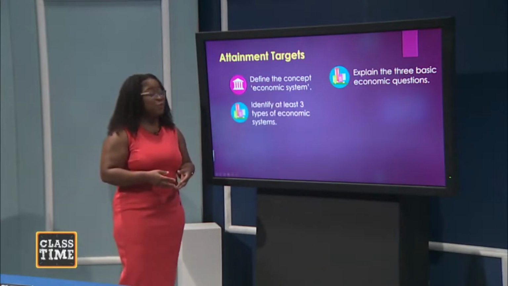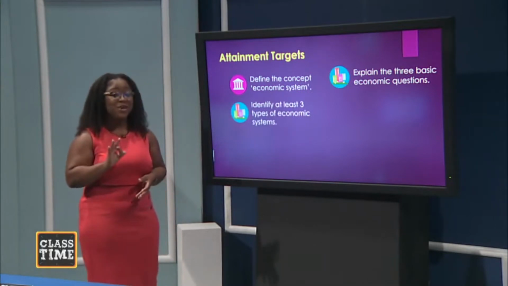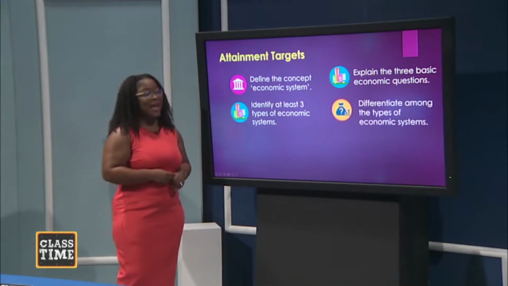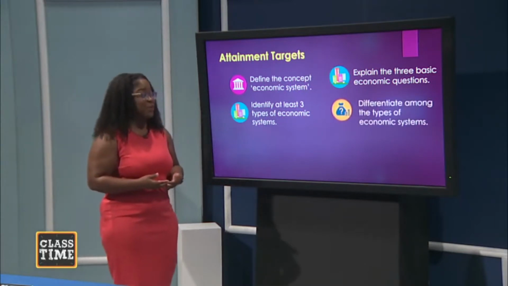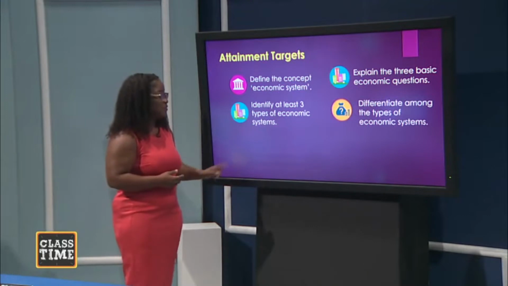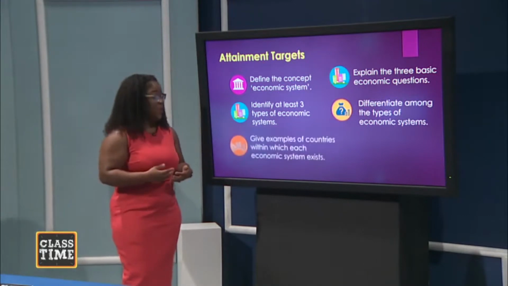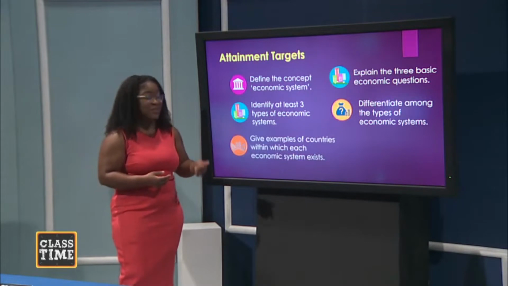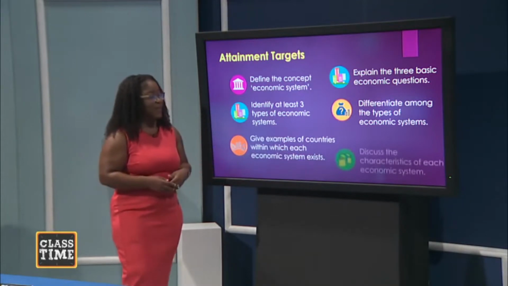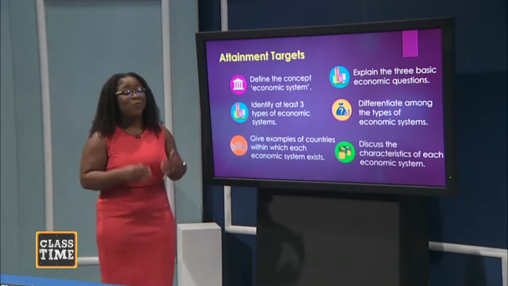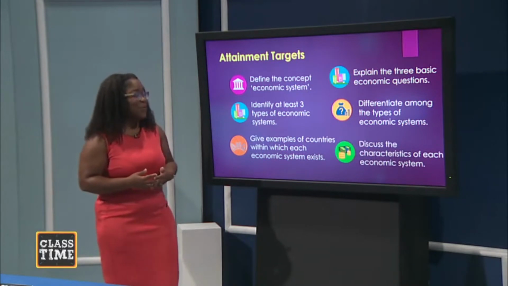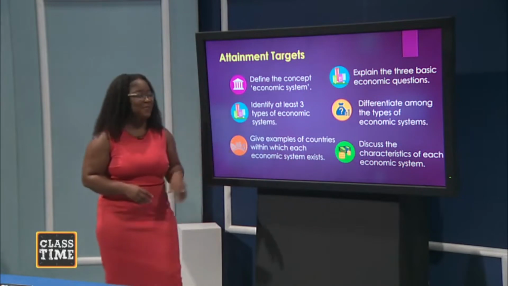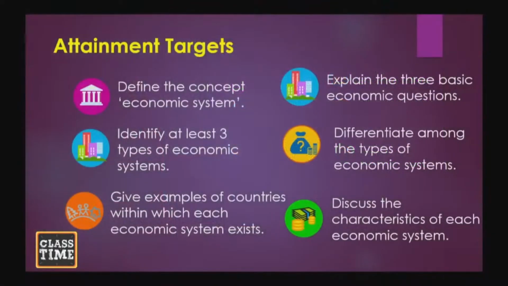By the end of the lesson, we should identify at least 3 of the 4 economic systems and be able to differentiate among the types of economic systems. We should also be able to give examples of countries within which each economic system exists. And our final objective is that we will be able to discuss the characteristics of each economic system. So let's get started.